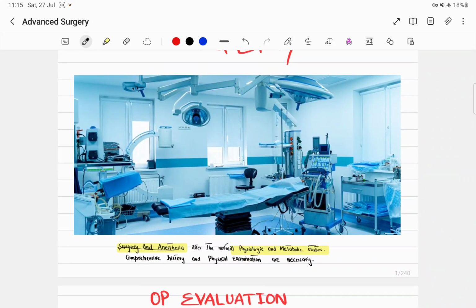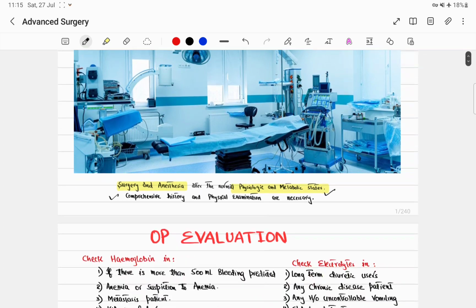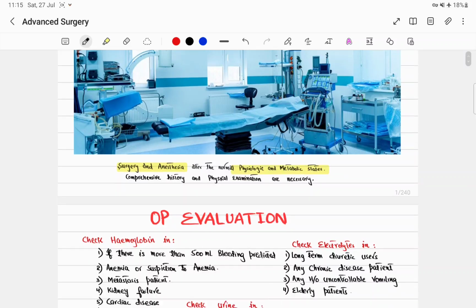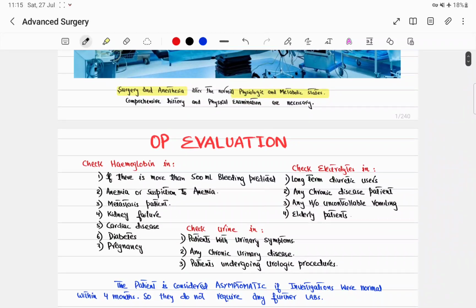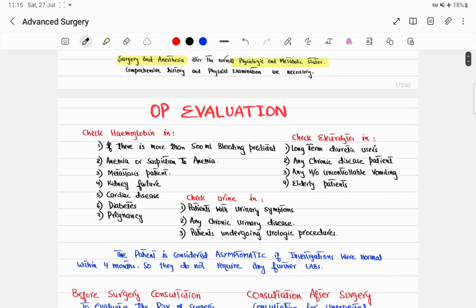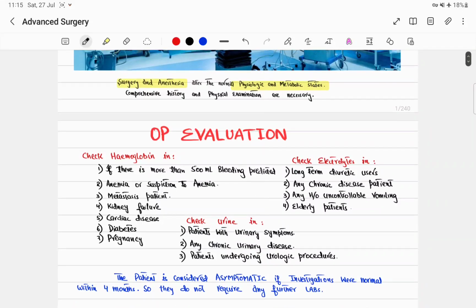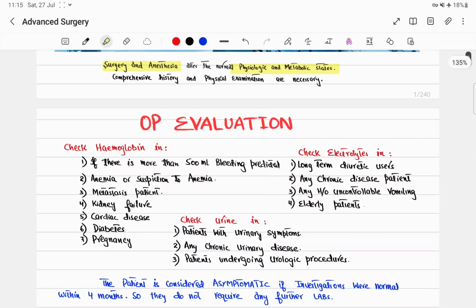Now we know that surgery and anesthesia alter the normal physiologic and metabolic states in a body. Also, a comprehensive history and physical examination are necessary before performing any surgery. Now we know that there is a preoperative evaluation of a patient which should be done, and we will start with checking the hemoglobin.